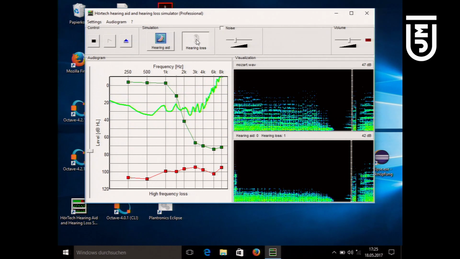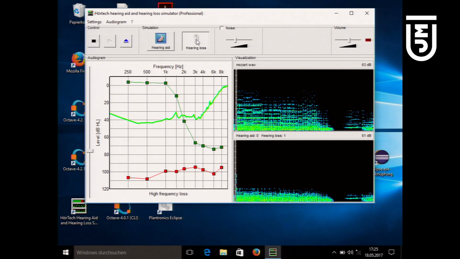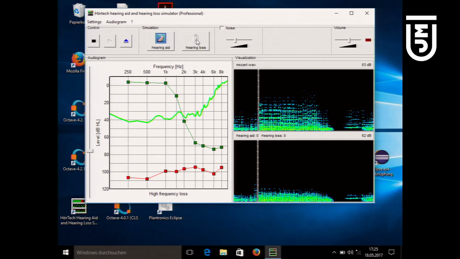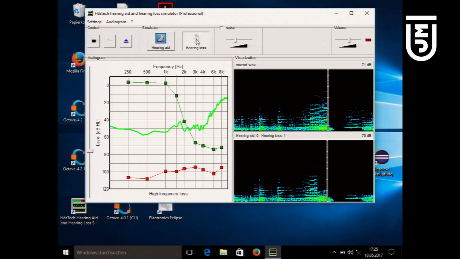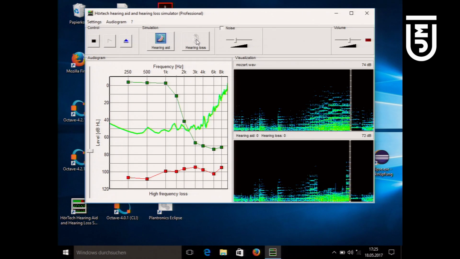This is what it sounds like with hearing loss activated, and I can now deactivate it again. And activate. And deactivate.